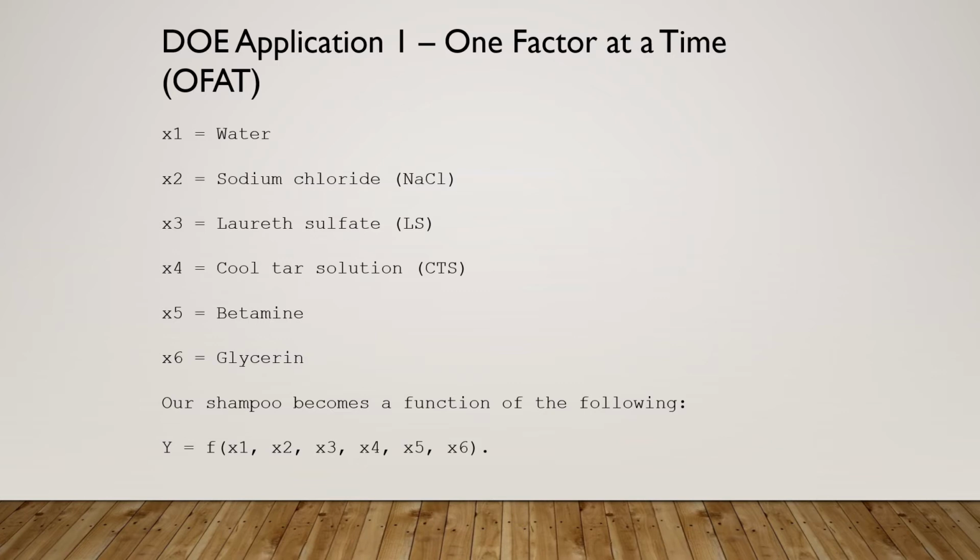Next, we define our known variables. 2 are common and 4 are more exotic. The common variables are water and sodium chloride, or NaCl, table salt, and the next 4 are exotic: laureth sulfate, LS, cool tar solution, CTS, betamine, and glycerin. Our shampoo becomes a function of the following formula at the bottom of the slide.